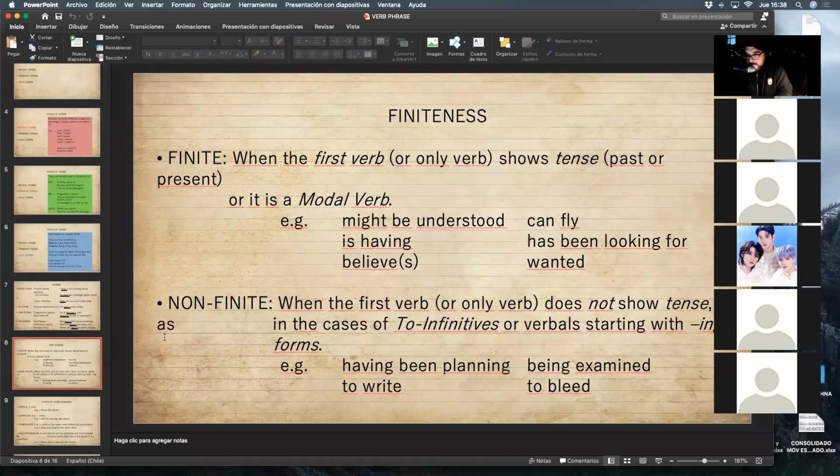Non-finite when the first verb or only verb does not show tense, right? In the cases of true infinitives or verb phrases starting with -ing forms. So, for example, having been planning is a verb phrase, but a non-finite verb phrase. Why? Because there's no presence of s/ed1 or a modal verb, right? To write is the same idea, being examined and to bleed. Let's be very careful with this, and please remember that. Remember the following idea. As modal verbs are also a form in which we can represent the idea of tense, therefore finiteness, in non-finite verb phrases you can't have modal verbs.